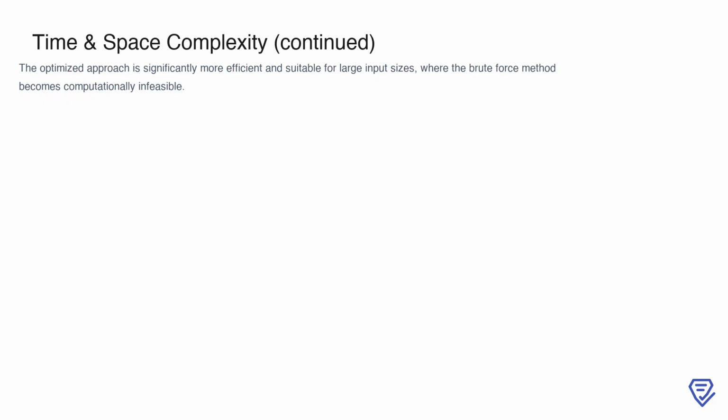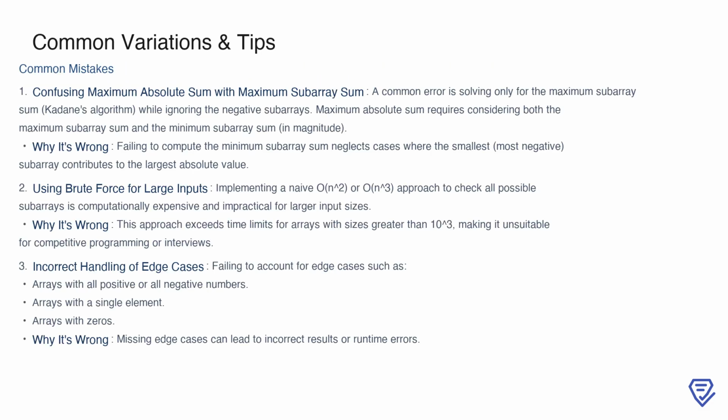This efficiency, combined with its constant space usage, highlights why the optimized method is superior and a robust choice for solving this problem. When solving this problem, there are a few common mistakes you'll want to avoid. First, many people confuse the maximum absolute sum with the maximum subarray sum. While Kadane's algorithm can efficiently find the maximum subarray sum, it doesn't account for the possibility that a negative subarray might produce the largest absolute value. Ignoring the minimum subarray sum in magnitude can lead to an incomplete solution.